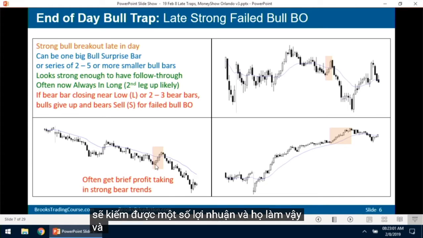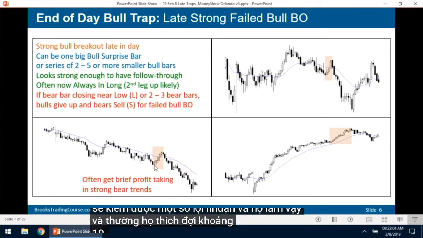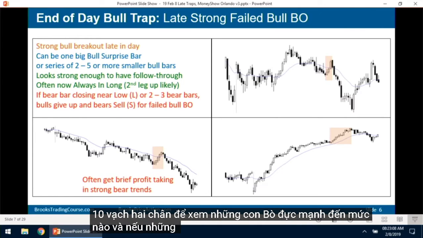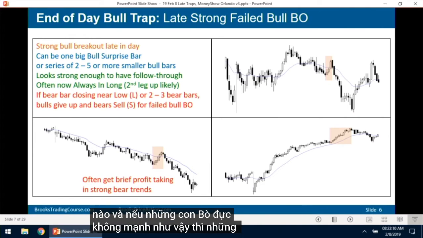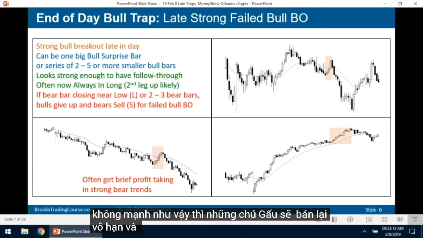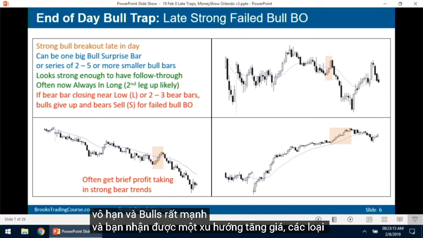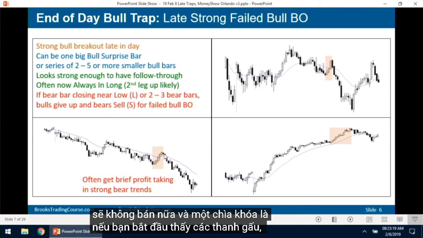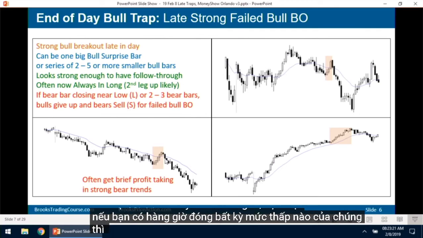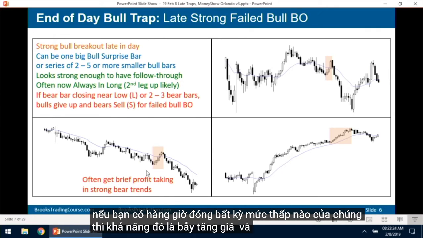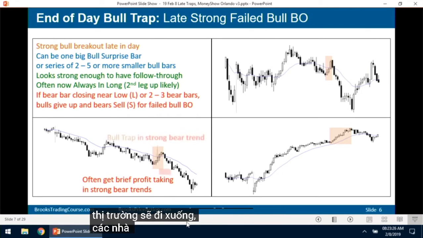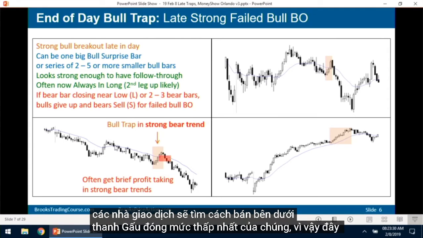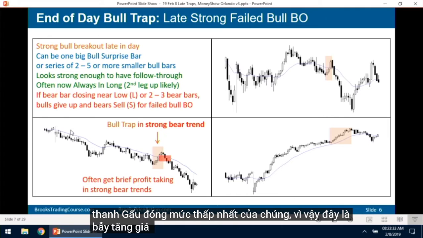And they do. Typically, they like to wait about 10 bars, 2 legs, to see how strong the bulls are. If the bulls are not all that strong, the bears will sell again. If, on the other hand, the bulls are very strong and you get a bull trend, the bears are not going to sell again. One key is, if you start to see bear bars, especially bear bars closing near their lows, chances are it's a bull trap and the market's going to go back down. Traders will look to sell below bear bars closing near their lows. So this is a bull trap in a bear trend.